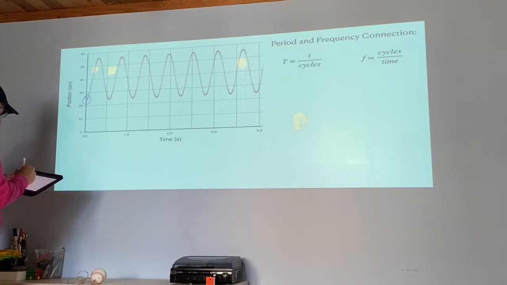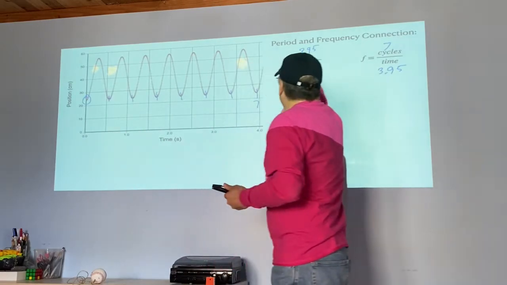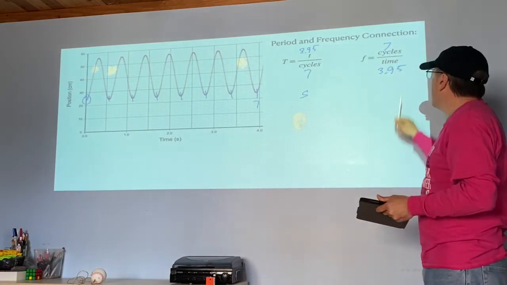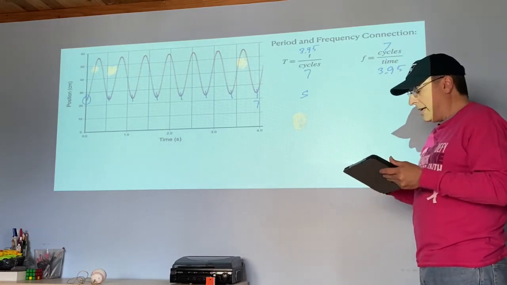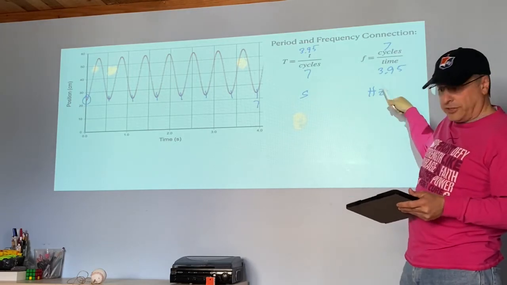So I started at the bottom. That's 1 cycle, 2 cycles, 3, 4, 5, 6, 7. So I have 7 cycles. That would go in here and here. And the time is about 3.95 seconds. And I'd put those in for time. When I solve for period, I would get the time in seconds for 1 cycle. And when I solve for frequency, I get the number of cycles per second, and that's called hertz.